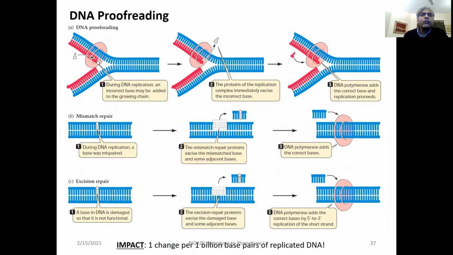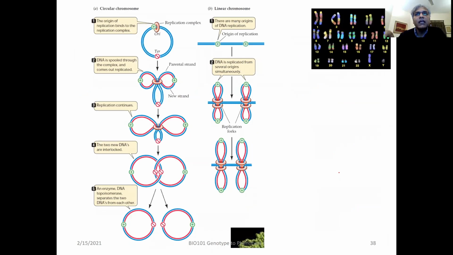In this case, if there's a mismatch, the repair machinery comes in and removes a small chunk of nucleotides, a fragment which contains the mismatch, and then DNA polymerase again synthesizes the correct bases. This is basically telling you the complexity of DNA replication, how complex it can be.